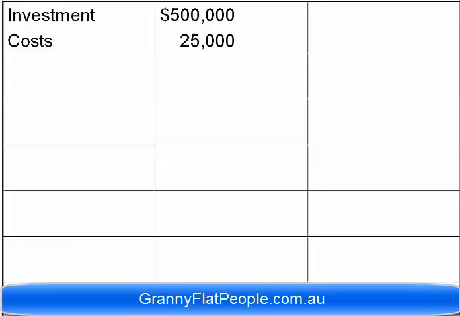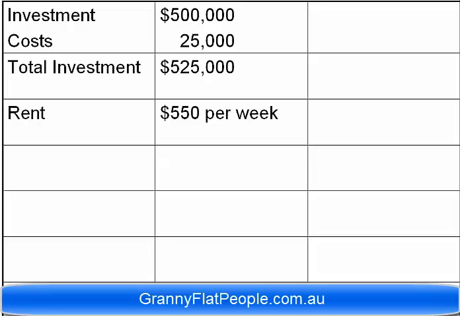In this brief video, we're going to look at the impact of putting a granny flat into the rear of an ordinary investment property. Let's say you buy a property for $500,000 and the costs such as stamp duties, etc. is $25,000, which means your total investment for the ordinary investment property is about $525,000.